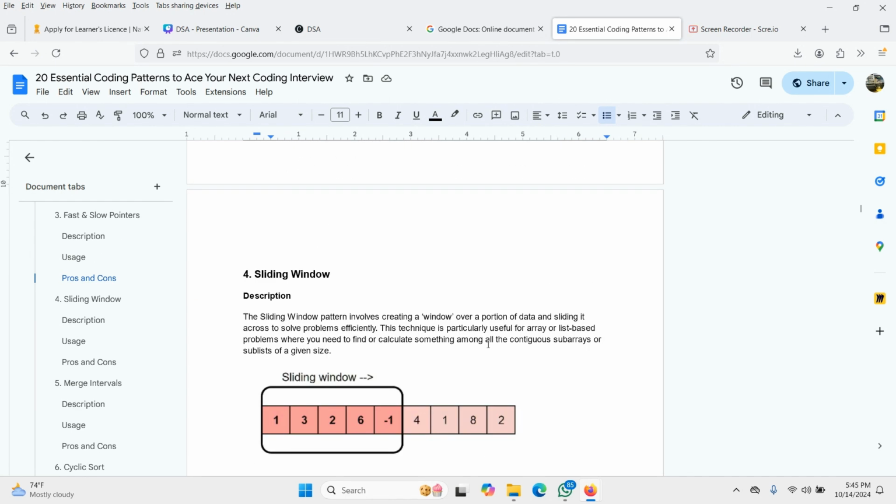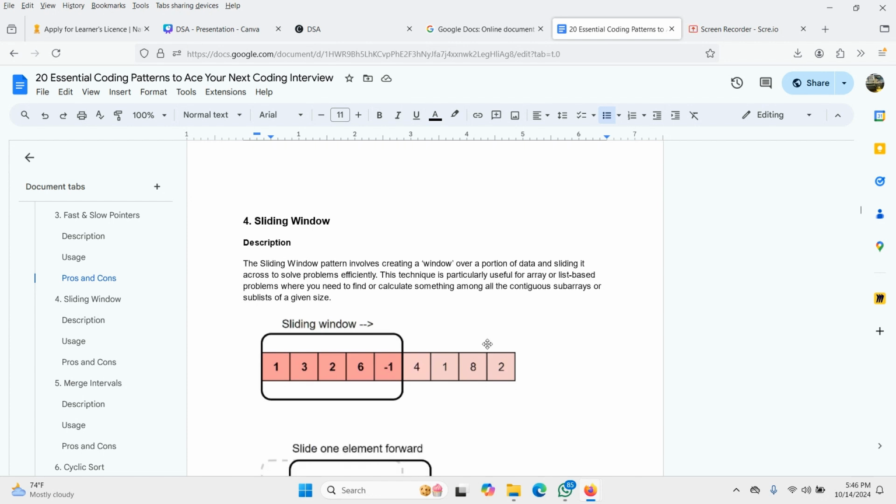Next, one of the most famous coding patterns is the sliding window approach. What do we mean by sliding window? The sliding window approach involves creating a window over a portion of data and sliding it across to solve problems efficiently. This technique is particularly useful in array or list based problems where you need to find or calculate something among all contiguous subarrays or sublists of a given size. When you have a contiguous subarray problem, you can easily use this approach.